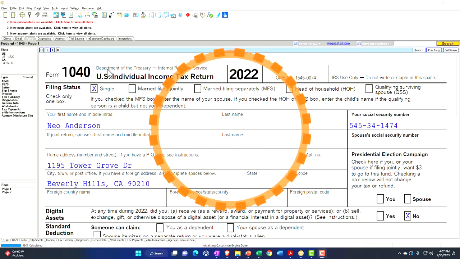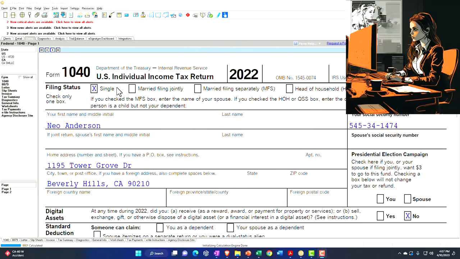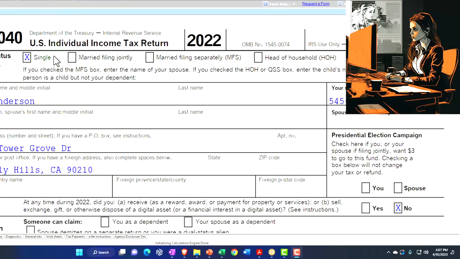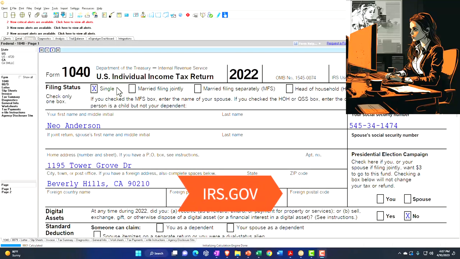Here we are in our example Form 1040 populated with Lacerte tax software. You don't need tax software to follow along, but it's a great tool to run scenarios with. You can also get access to the Form 1040 related forms and schedules at the IRS website, irs.gov.